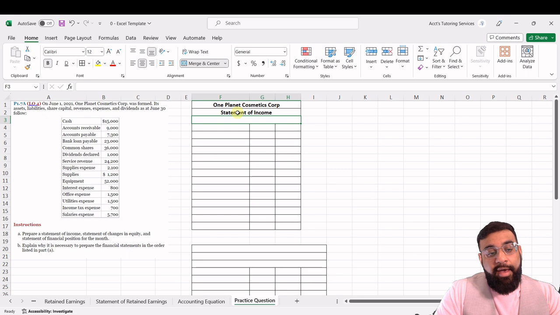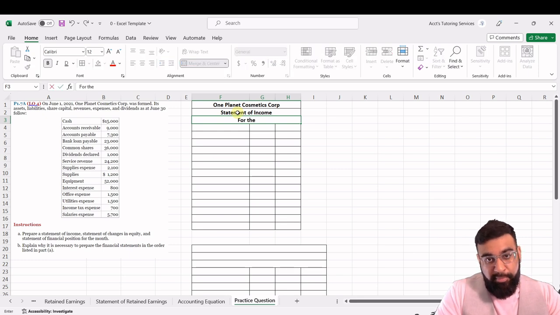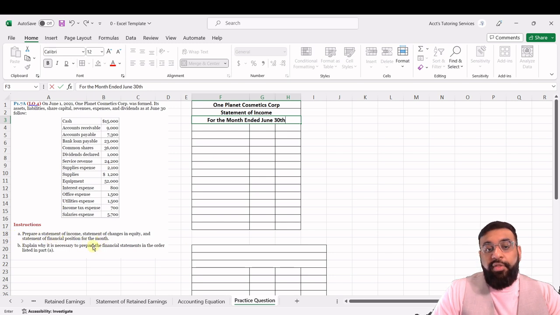And now we have the actual date. So this is for the month ended June 30th. So this is for the month ended because it says in question 1A to prepare the income statement for the month, not for the year.